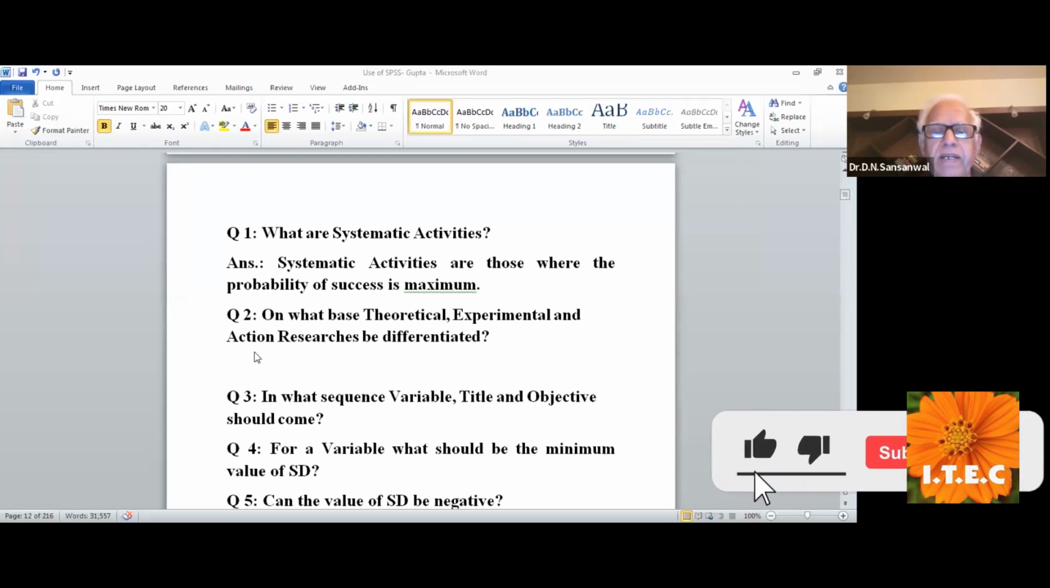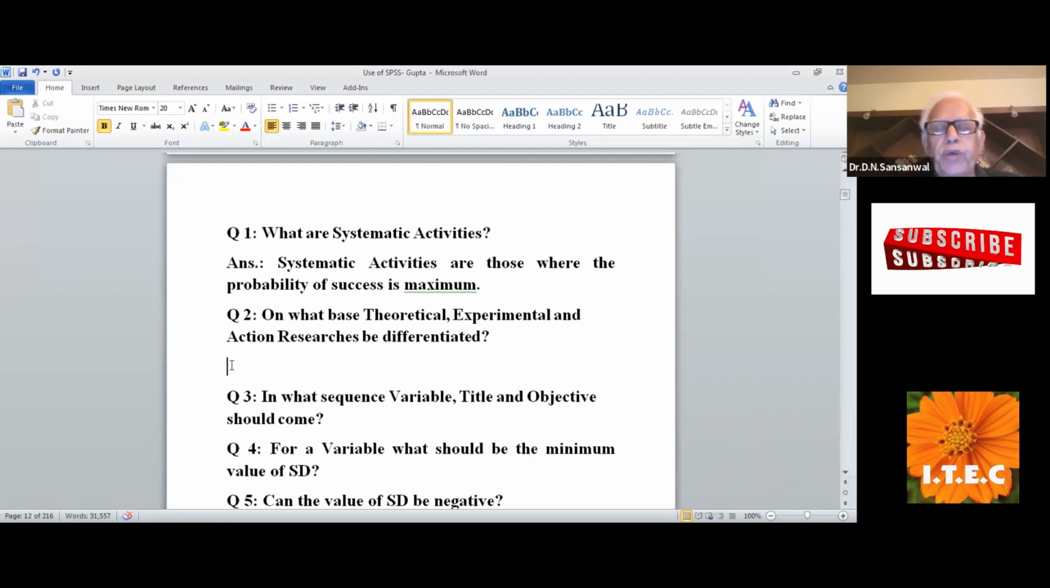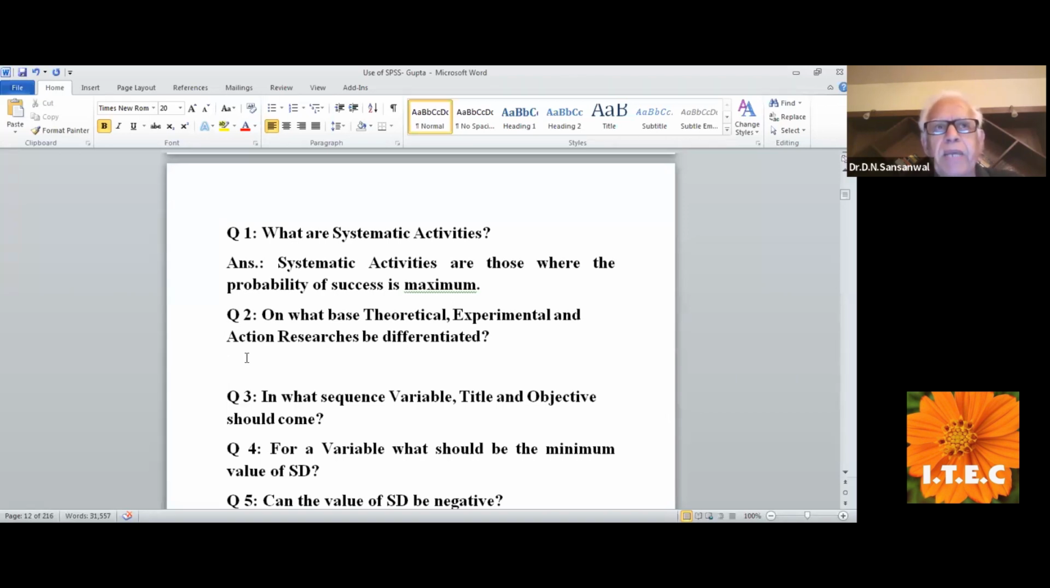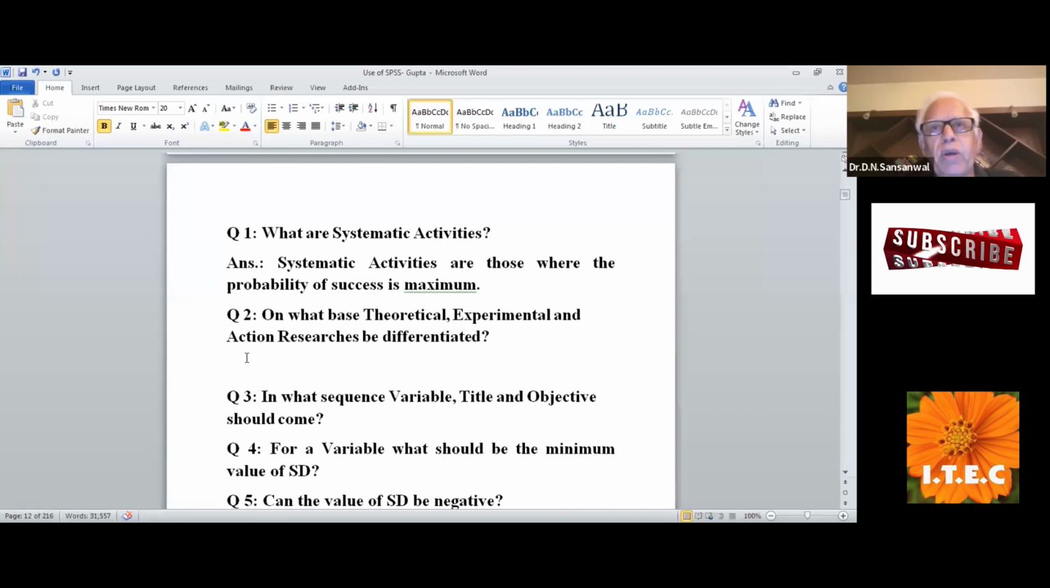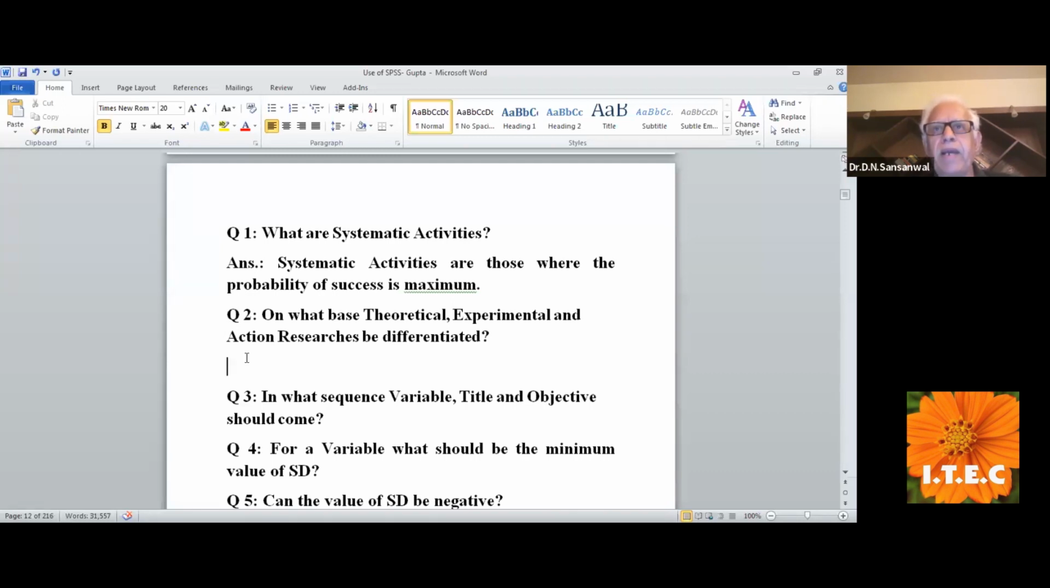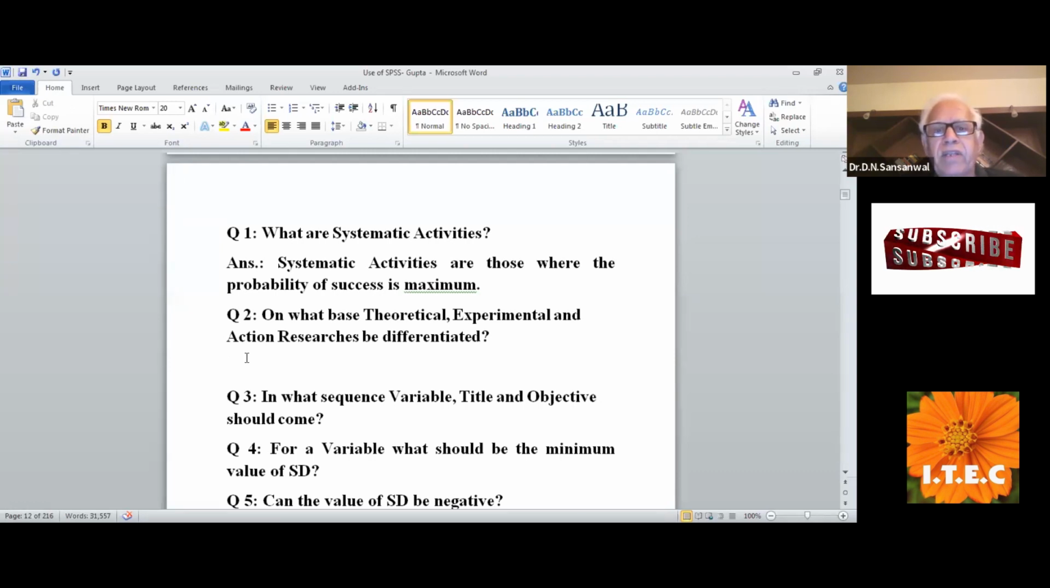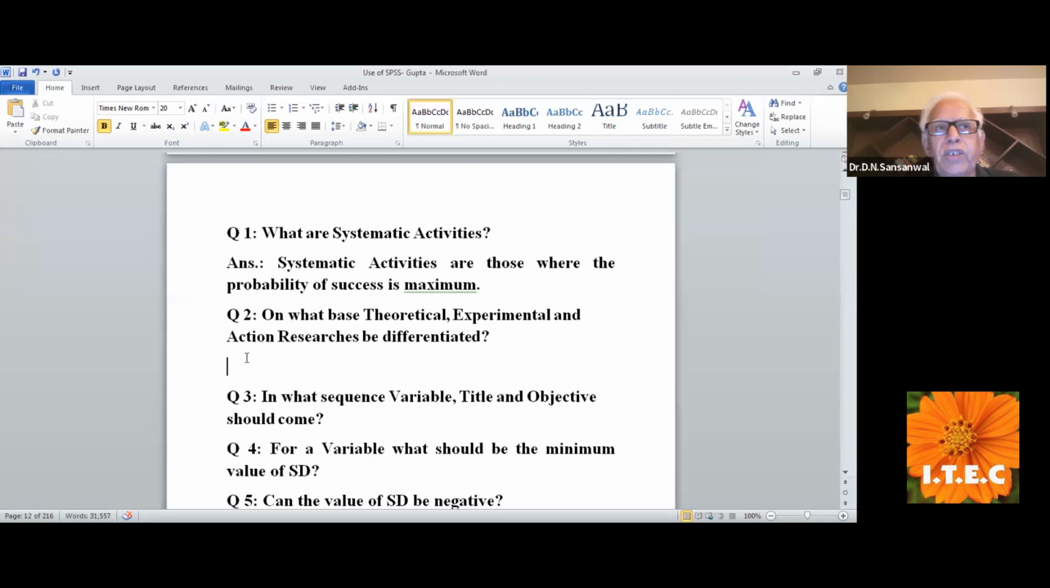My dear friend, the theoretical research, you know the theory: Archimedes principle, Pythagoras theorem, Newton's laws of motion, Ohm's law, etc., etc. There are a large number of theories which were developed by people. Do you think that Newton's laws of motion are applicable only to the place to which he belonged? The answer is no. The Newton's laws are applicable all over the world, all over the planet. Pythagoras theorem is applicable everywhere. So you can say that the utility of theoretical research is very vast.